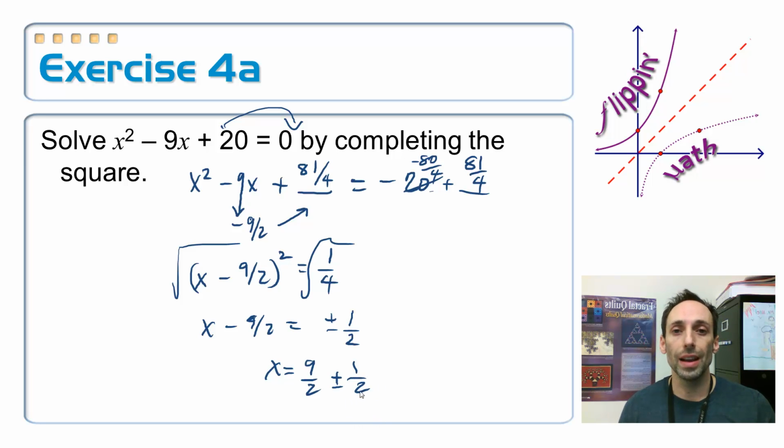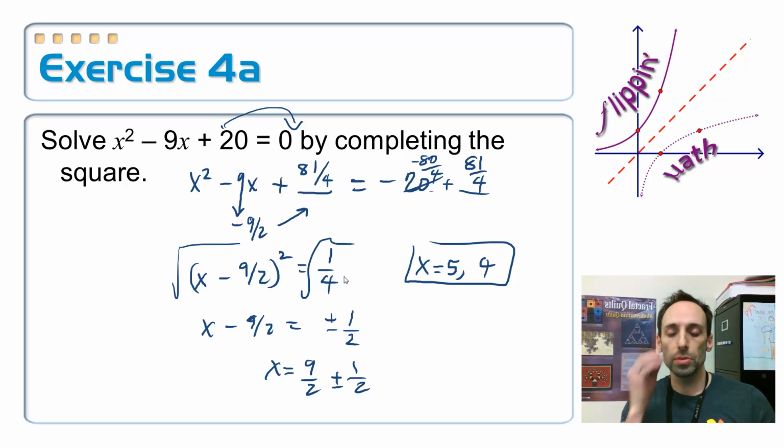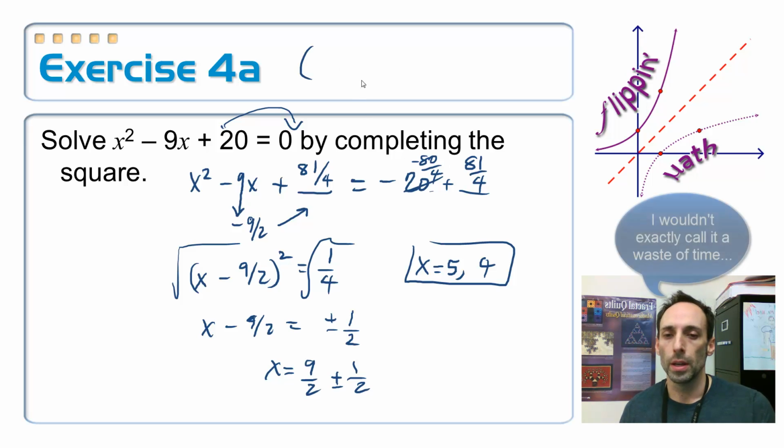Alright, those are pretty easy to add up, so let's just go ahead and do it. If I have 9 halves plus 1/2, that's 10 halves, which is 5. 9 halves minus a half is 8 halves, which is 4. Well, I've got 2 whole numbers. What this means is that I could have done this thing by factoring. Let's see if we could have done it by factoring. Did we just waste a whole bunch of time here?